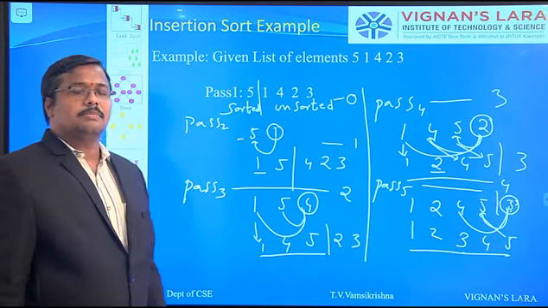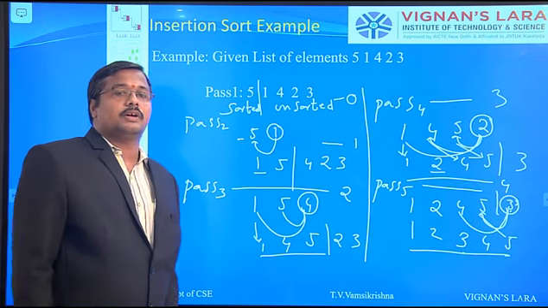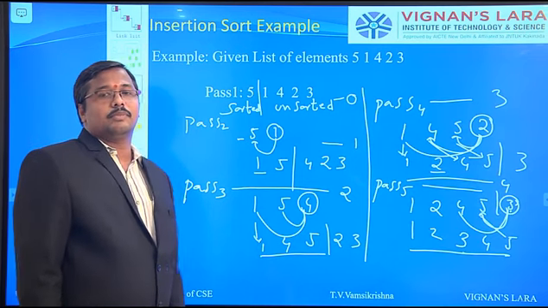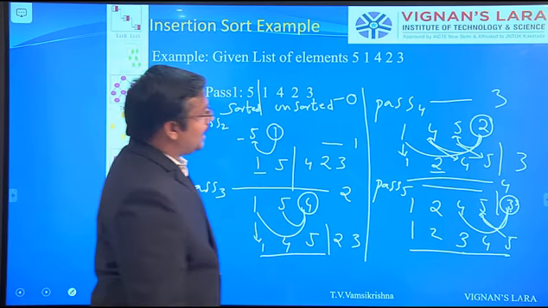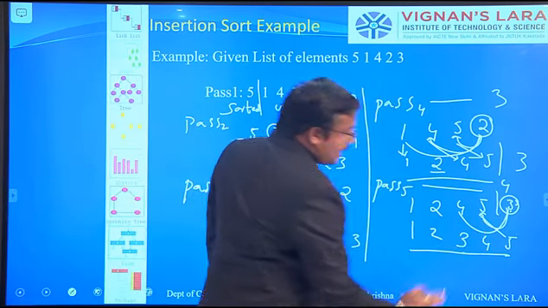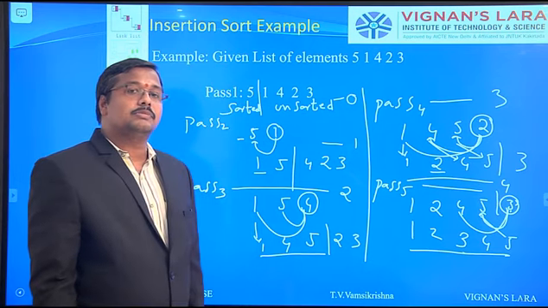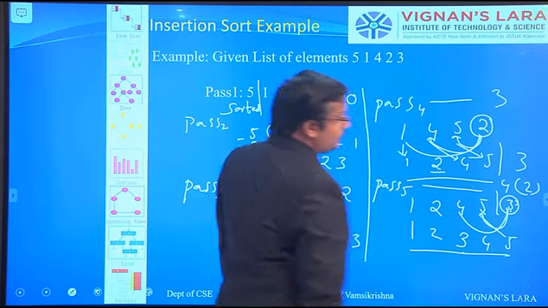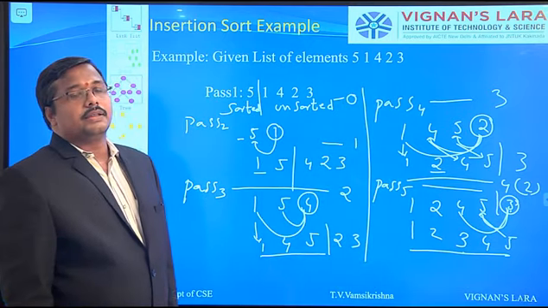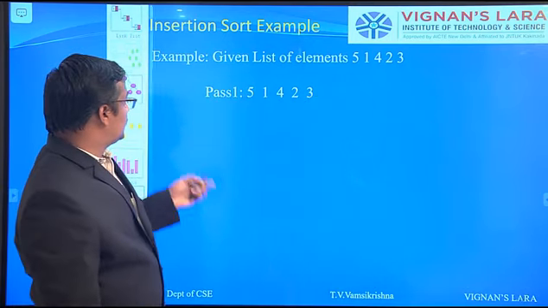Sometimes they may ask how many comparisons you made. How many comparisons we made means maximum 4 comparisons. See here, we made only 2 comparisons, but the maximum chance is 4. So here we have made only 2 comparisons. So this is the case.